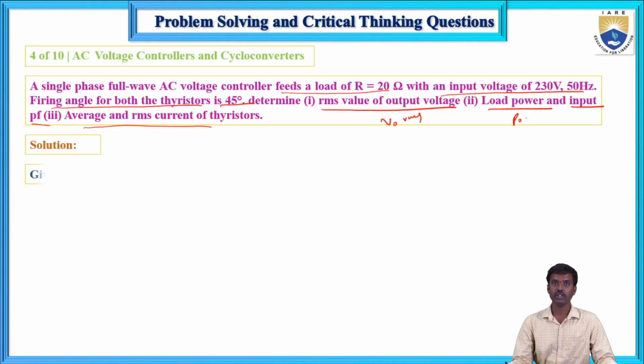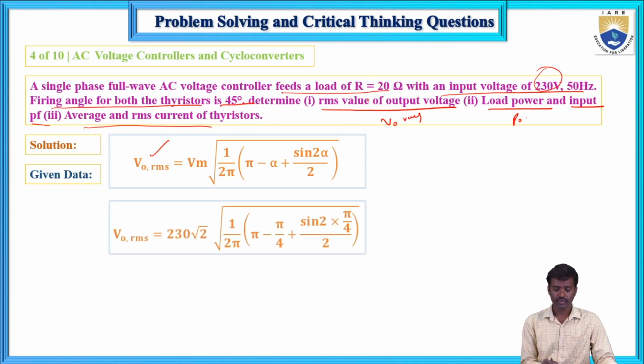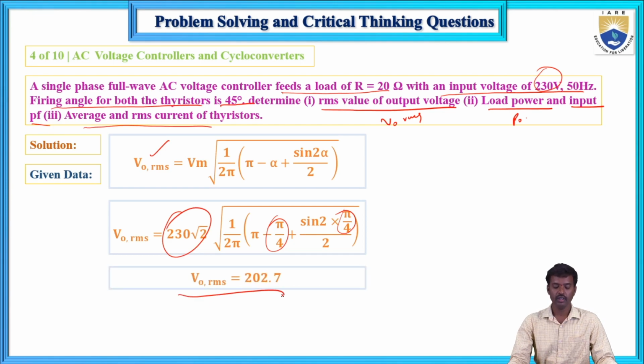So now, this one is also important. Same formula here: V0 RMS equals Vm times the square root of 1 by 2 pi times (pi minus alpha plus sine 2 alpha by 2). Here alpha is given as 45 degrees, the voltage is 230 root 2, and the R value is 20. Substituting the supply voltage 230 root 2, this value equals 202.7. This is the RMS output voltage.